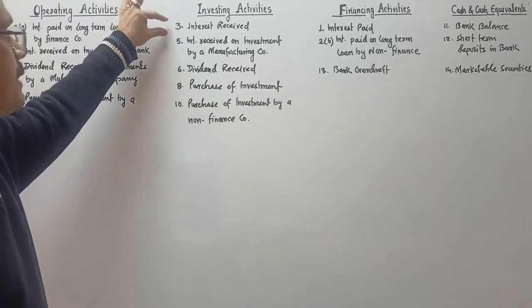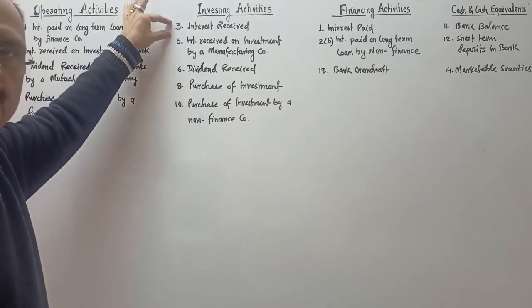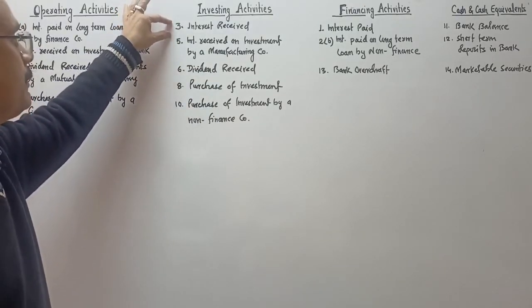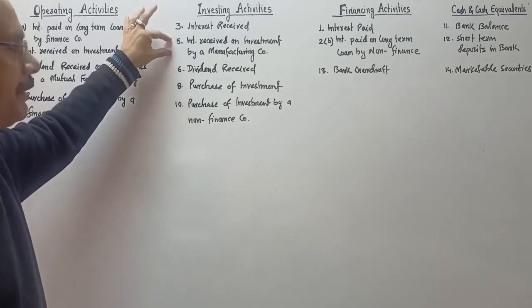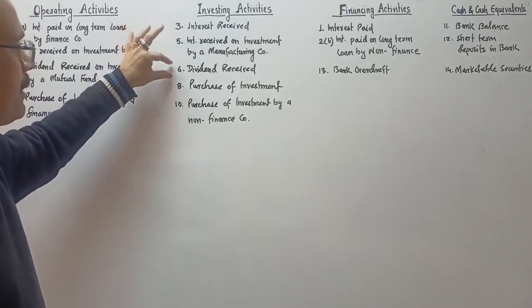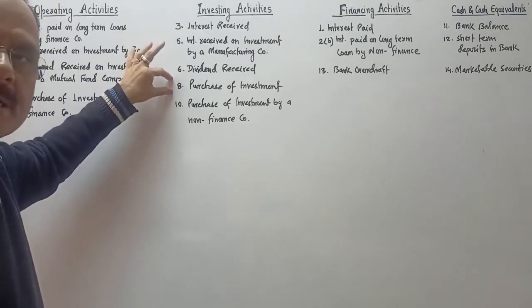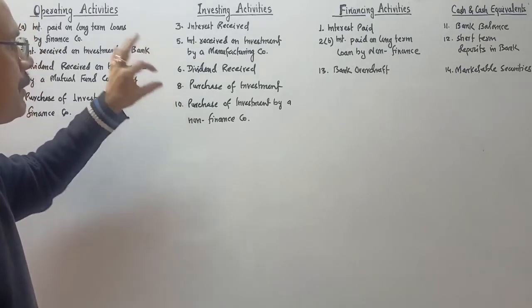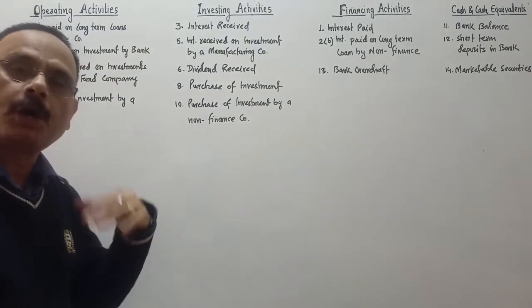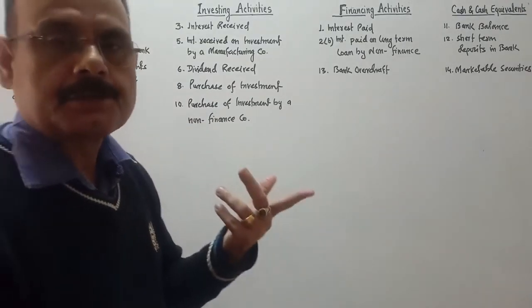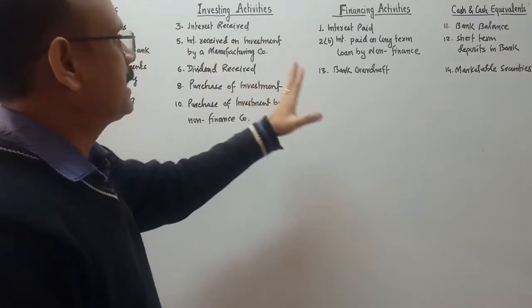In investing activities, dividend received is the inflow. Interest received is the inflow. Dividend received is the inflow. Purchase of investment is the outflow under the investing activities. Purchase of investment by a non-finance company is the outflow of cash and cash equivalent under the investing activities.